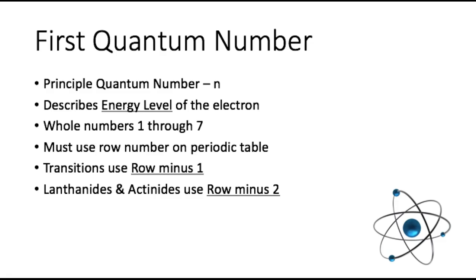These will be whole numbers from 1 through 7 on the periodic table, and they use the row number for the periodic table. Transition metals are going to have row minus 1, and lanthanides and actinides will use row minus 2. Don't worry about those 3 terms right now. I'm going to show you exactly where you need to write that on your periodic table.